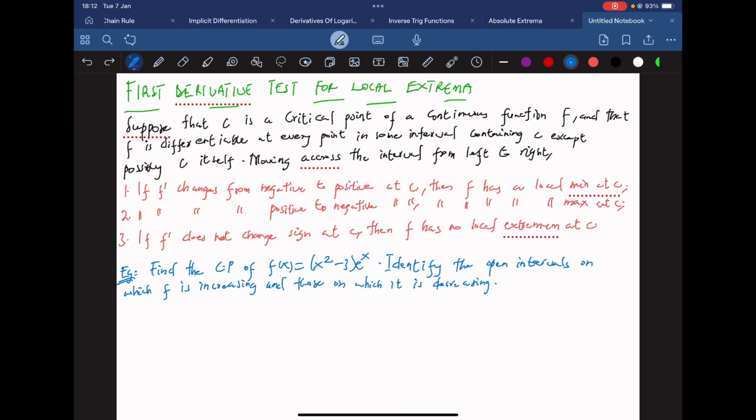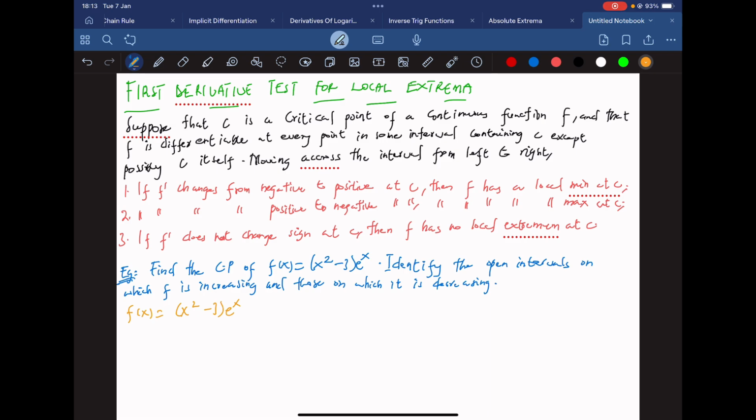Okay, so now let us use this example to really explain what we are trying to say. So first of all, we are given f of x to be equal to x squared minus 3, then e to the x, and we are told to find the critical point.